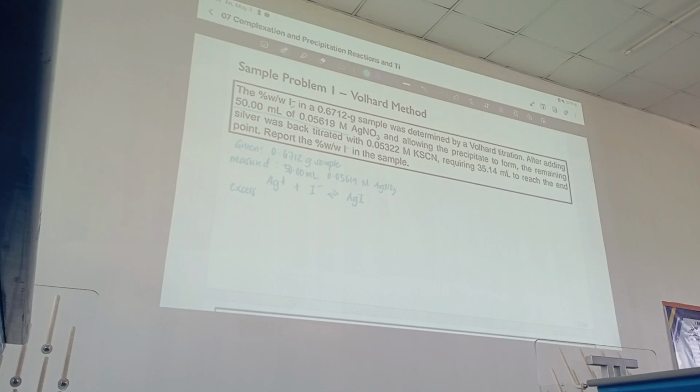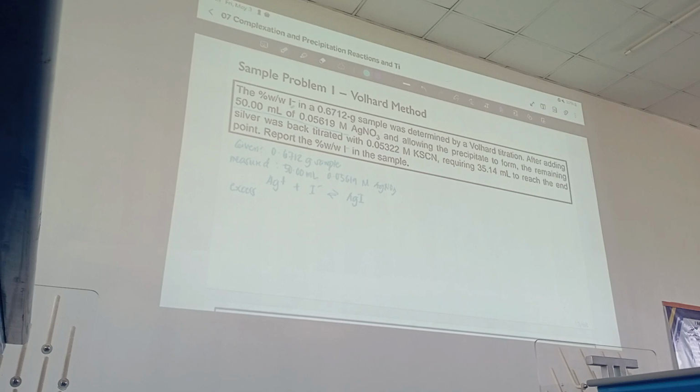Anong I ang i-react sa excess? Wala ko sa excess. Measure ko na. Okay, ang Ag plus ng AgNO3 ang nag-react sa I, pero ito yung sample kaya yung I. Kasi kung mag-react sila, ang precipitate, tandaan ninyo, ang AgI is insoluble in water. Halides, except lead, mercury, and silver. So, may precipitation na.